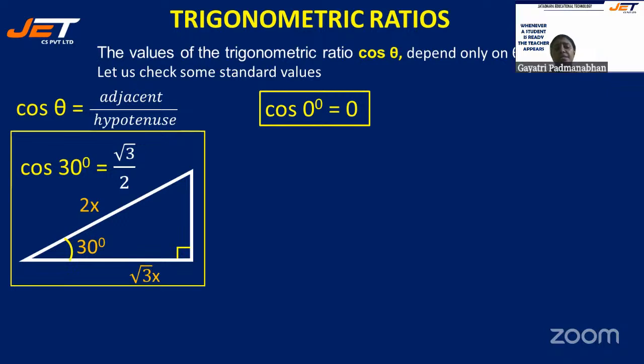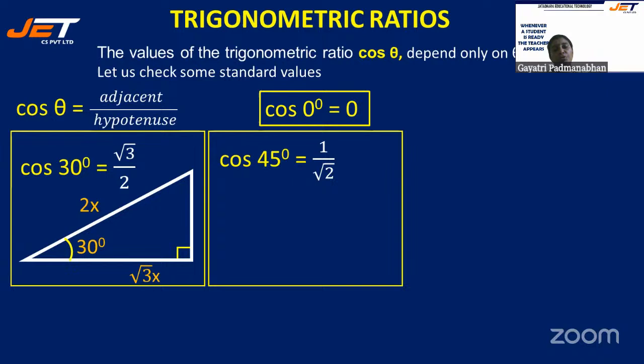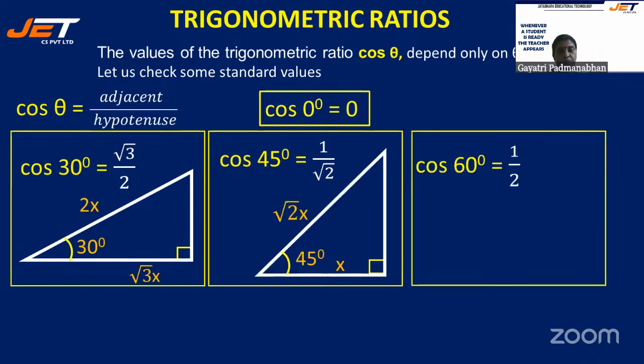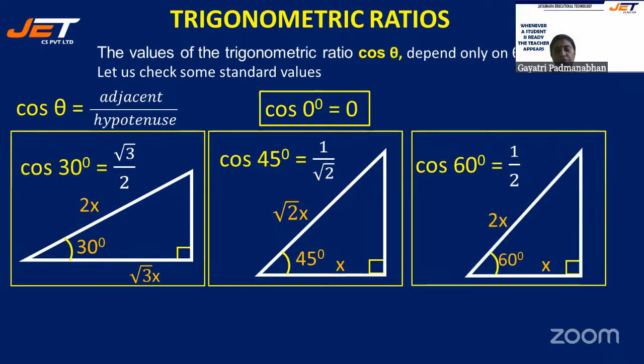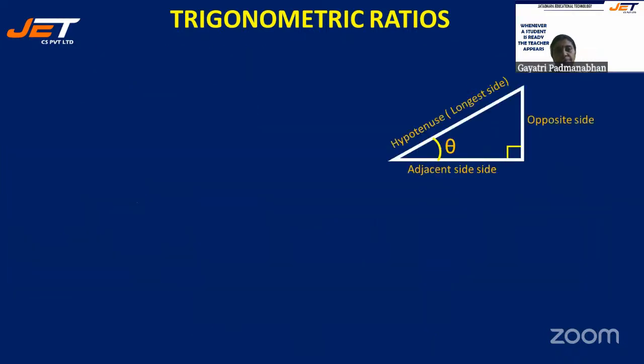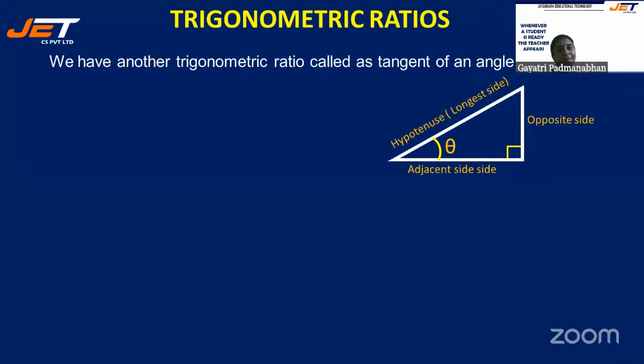So cos 30 is nothing but adjacent side by hypotenuse, which is root 3x by 2x. X gets cancelled, so it is root 3 by 2. Next, cos 45 is 1 by root 2. Cos 60 is half. And finally, cos 90 is 0. Alright, so here cos 0 is 1 and cos 90 is 0. Fine. Now let's move on to tan.